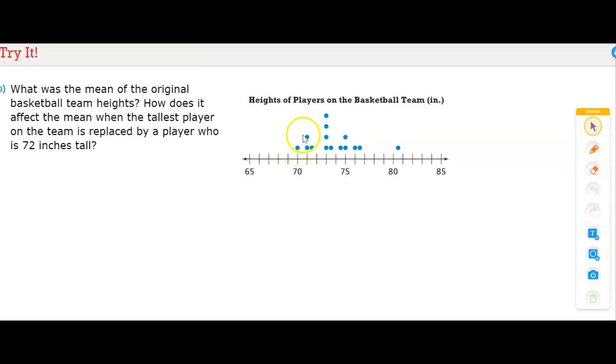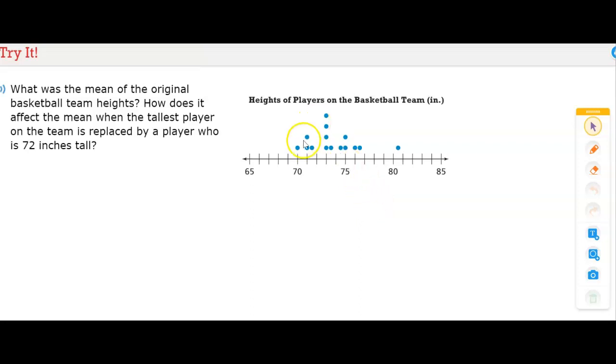So this is 70, 71, 71 and 5/10, 72, 73. These are all 73. Then that's 73 and 5/10 because it's halfway. So whenever you see that dot halfway between, that's where you get that 0.5, and so forth. Again, for sake of time, I'm not going to list them all, but you're going to add them all up and then divide by the number of players.